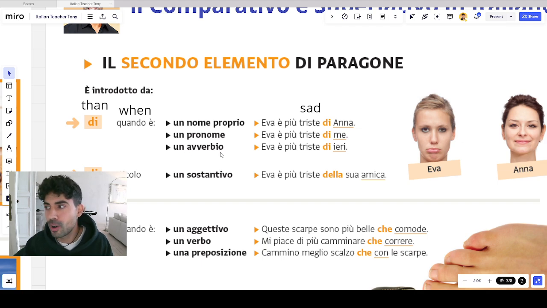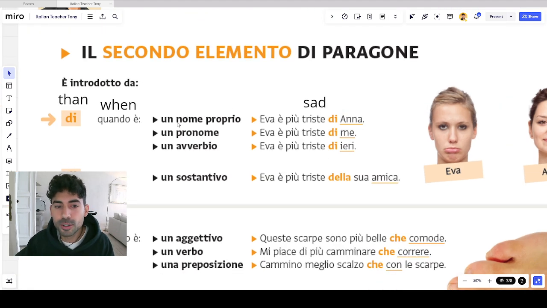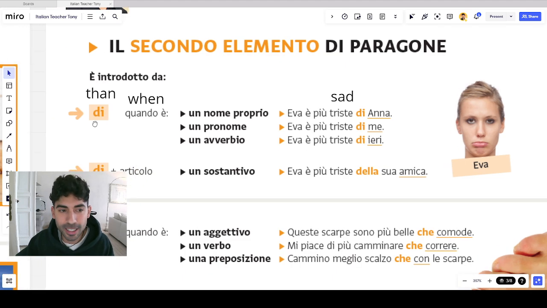For avverbio, adverb, it's the same logic. Eva è più triste di ieri. Eva is more sad than yesterday. In those three cases, name of a person, pronoun, and adverb, we will be using di.